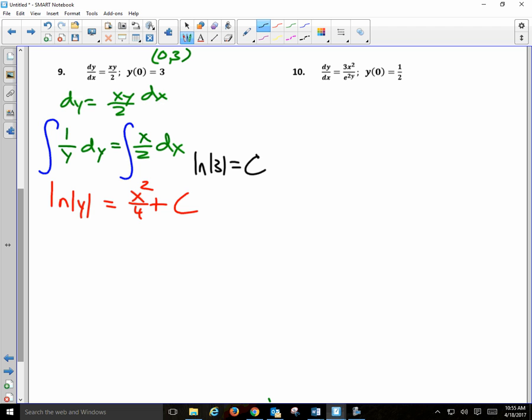3 is positive, so the absolute value doesn't really matter in this situation. But you can see that if you would have come up with, say, negative 3, then you would turn that to positive. So make sure it's in the domain. So I now have the natural log of y is equal to x squared over 4 plus the natural log of 3.